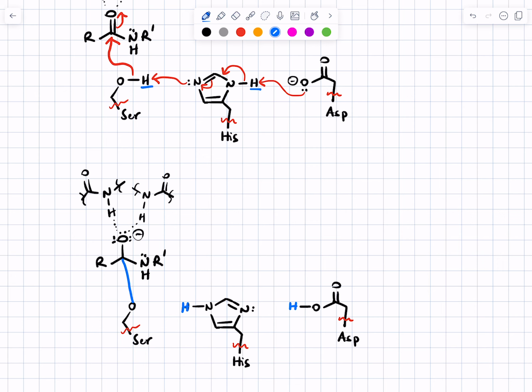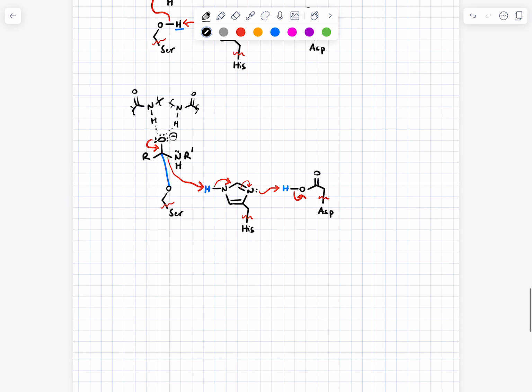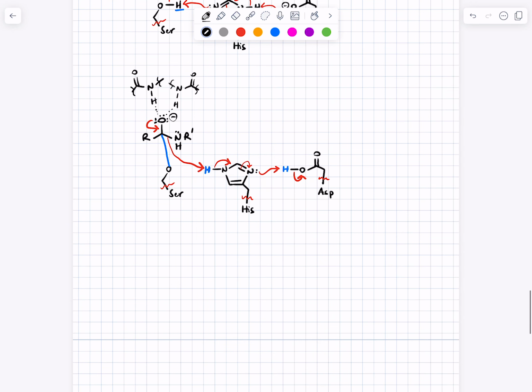At this stage, we've got a tetrahedral intermediate. Lone pairs on the oxygen can kick down. They're going to kick off this amino group. As it's leaving, it's going to take the proton from histidine. Because remember, if this leaving group is a negatively charged NHR minus group, that's a terrible leaving group. So we remove the proton from histidine. At the same time, histidine steals its proton back from aspartic acid. And that allows us to reset with the following intermediate.